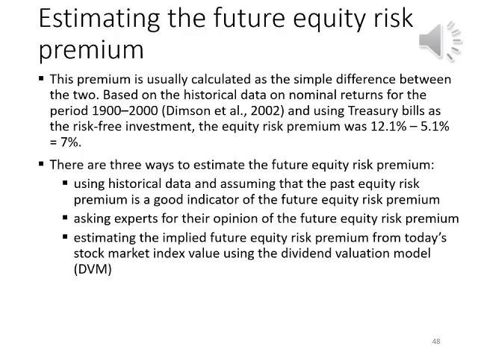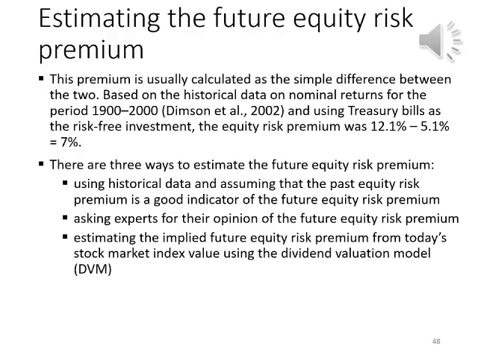This premium is usually calculated as a simple difference between the two, based on historical data for the period 1900 to 2000, for instance, which is a 100-year period, and using US Treasury bills as a risk-free investment. The equity risk premium was estimated to be about 7%, which is comparable to the 4 to 5% we saw earlier. There are basically three ways to estimate the future equity risk premium.